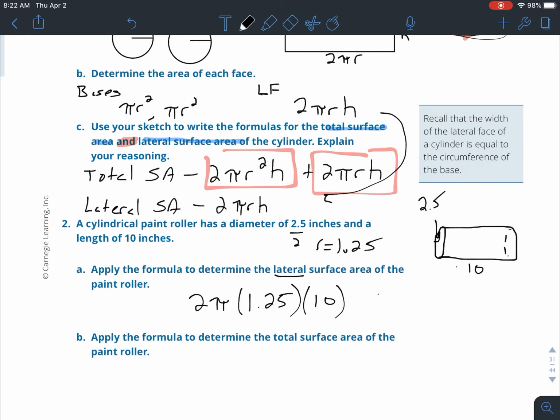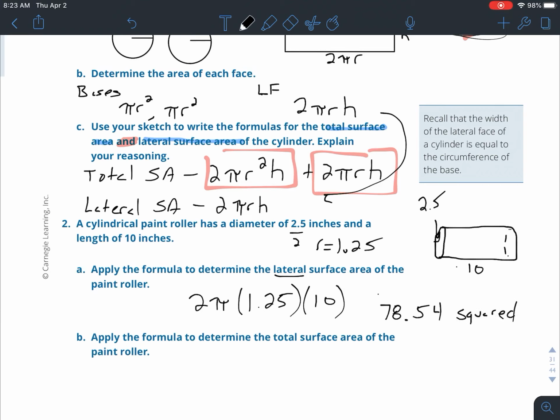do second, the caret key gives you the pi symbol, parentheses 1.25, close parentheses squared, times 10. When you hit enter, it should come out to be a number of 78.539, and we're going to round up the 9 to be a 0 and make the 3 a 4. So our answer should be 78.54.